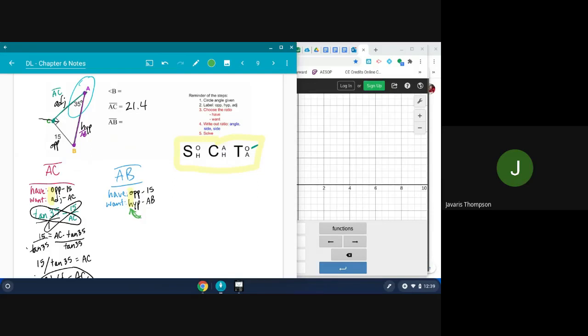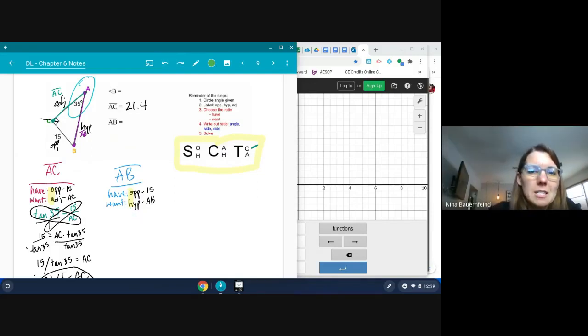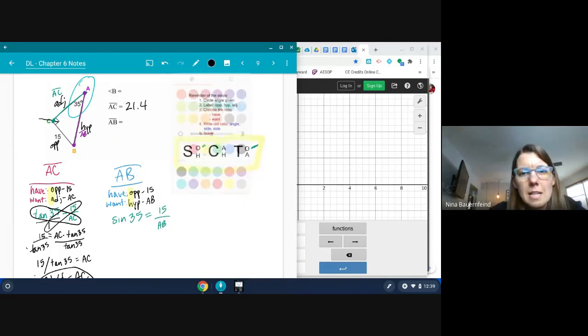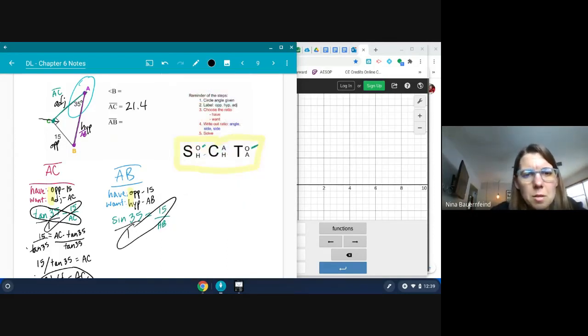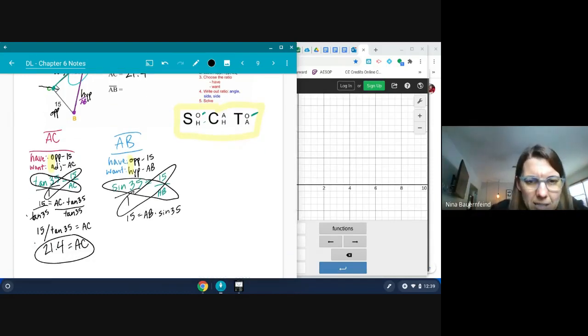So O and H. OH, S. Good. So OH is S for sine. So we're going to go sine of the angle we circled in the very beginning, right here, equals opposite, so 15, over hypotenuse, so AB. And then again, over 1 and cross multiply, 15 equals AB times sine 35. And then the last step is to divide by sine 35.